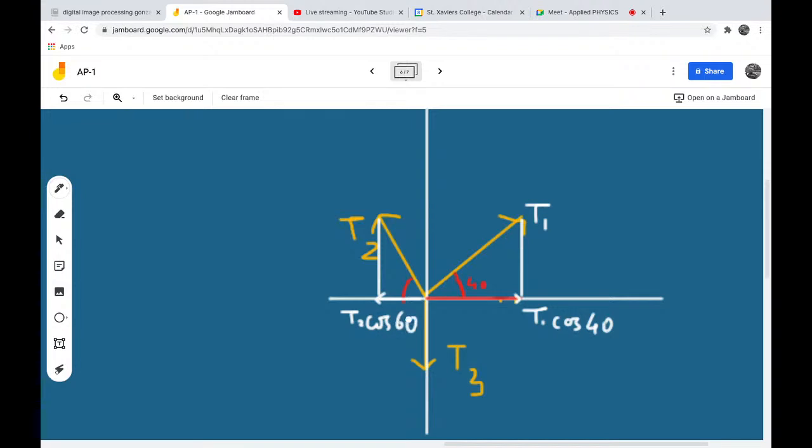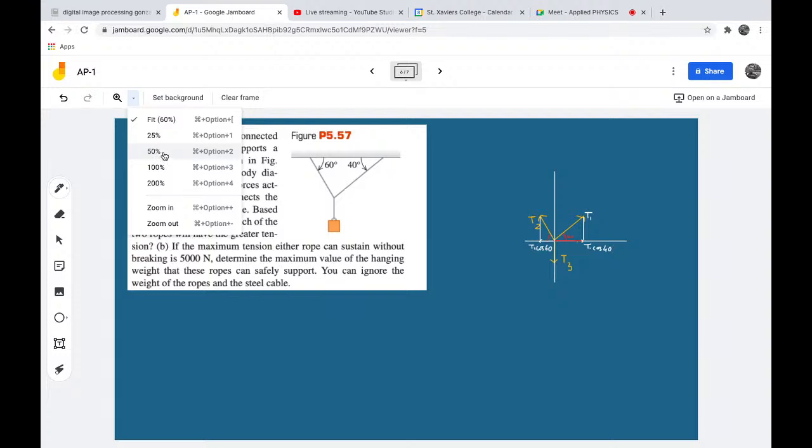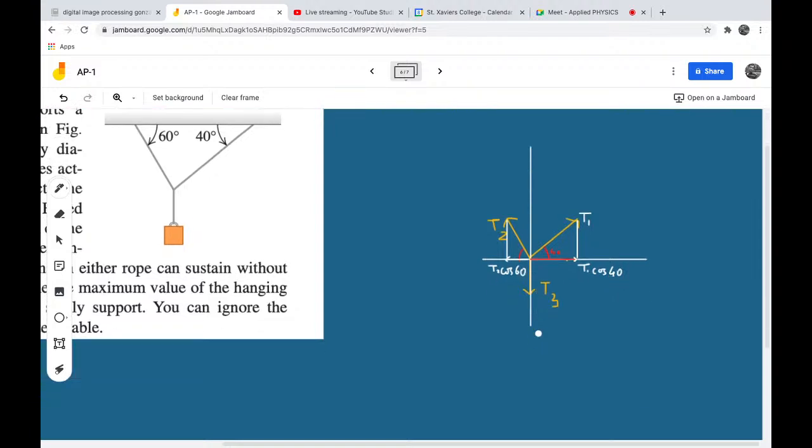Now the first question that is asked to you is, which of the two tensions is greater? So how do you find it out? You can see that there is no lateral displacement. The system is neither accelerating to the left nor to the right. It is in equilibrium. That means T2 cos 60 has to be equal to T1 cos 40.